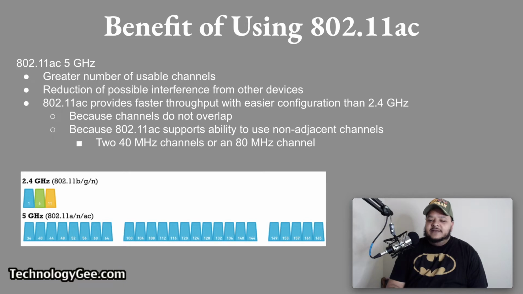Let's talk about the benefits of using 802.11ac. One benefit of using 5 gigahertz networking, such as 802.11ac, is the greater number of usable channels and the reduction of possible interference from other devices. Because the channels do not overlap and because 802.11ac supports the ability to use non-adjacent channels, where you have two 40 megahertz channels or an 80 megahertz channel, 802.11ac provides faster throughput with easier configuration than 2.4 gigahertz wireless networks.